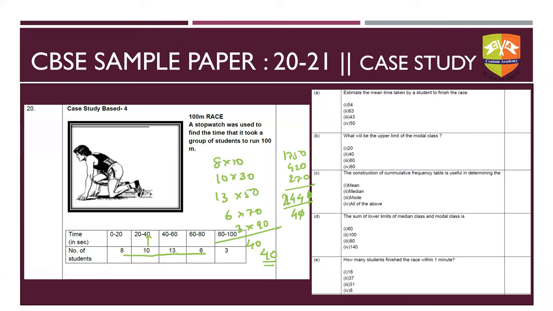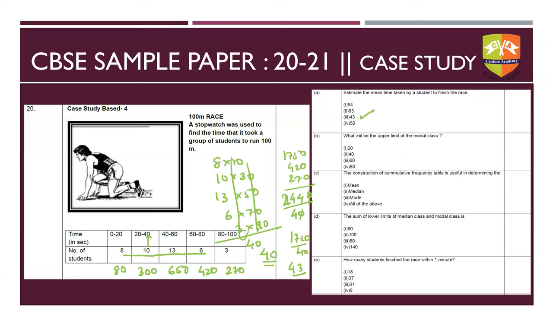So 8 into 10 is 80 here. 10 into 30, 300 here. 13 into 50, 650 here. 6 into 70, 420 here, and 3 into 90, 270 here, correct? And divide by 40. Am I doing it correctly or not? Oh, I did not add 8. Okay, so that was the mistake. So this is 380 and 380, 430, 1030, 1050, 1450, 1520, 1720. So 1720 upon 40. The first one is 43.